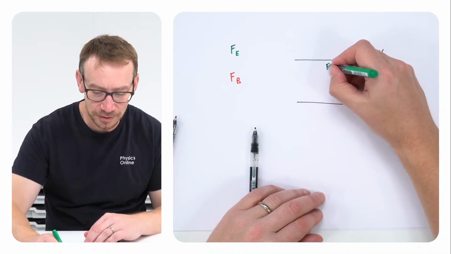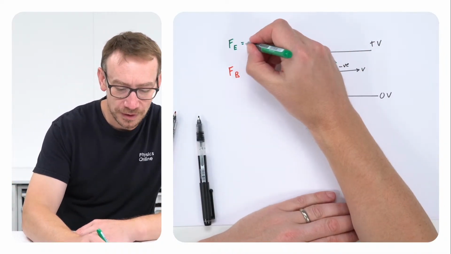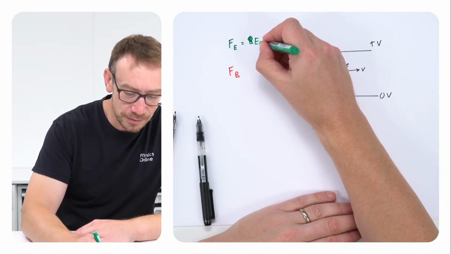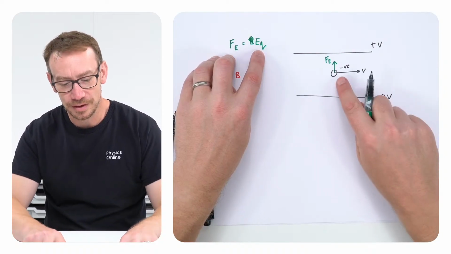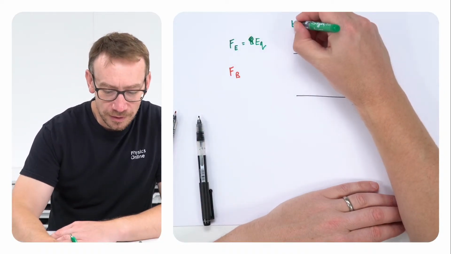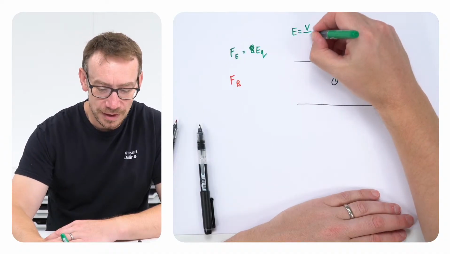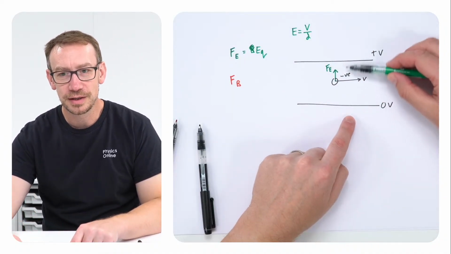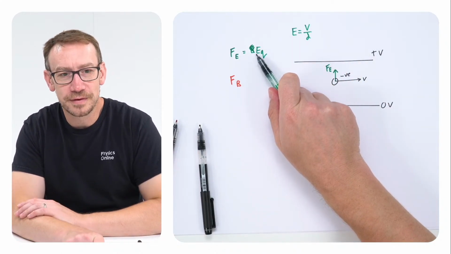Okay, so this is going to be the force due to the electric field, and that force is going to be equal to EQ. It depends on the electric field strength and the charge on that particle. Sometimes the electric field strength is not given to you, but it is equal to V over D, the potential difference divided by the distance between the plates. So this is a force due to the electric field.